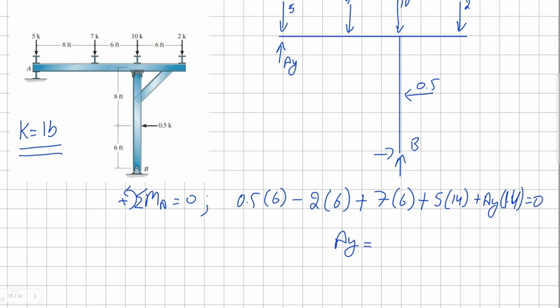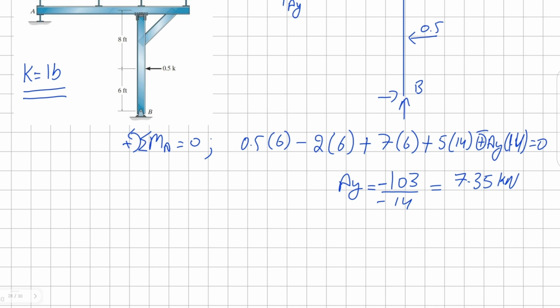Solving for all this, we get 103 divided by 14. It's going to be negative. And solving this, we get our AY as 7.35 kilonewton.